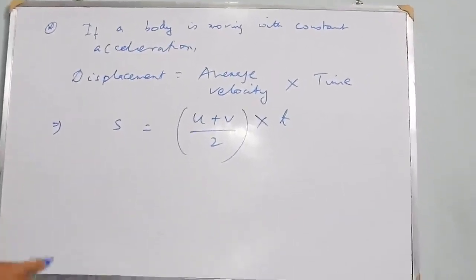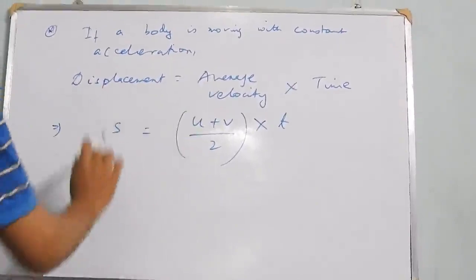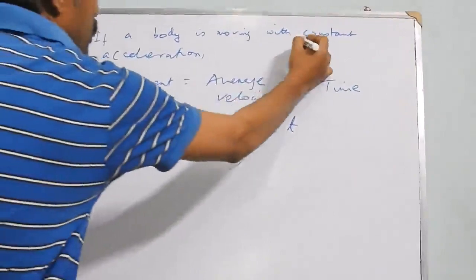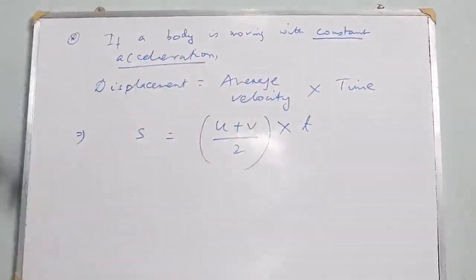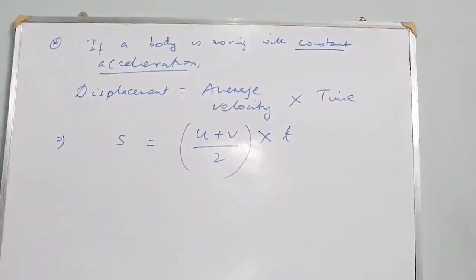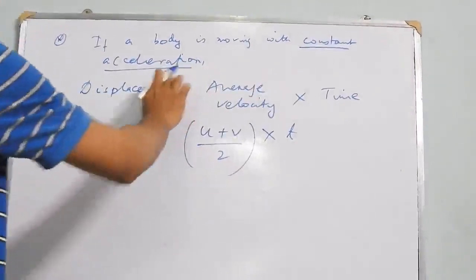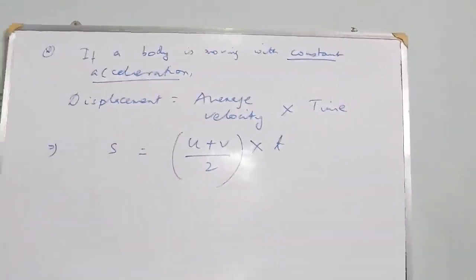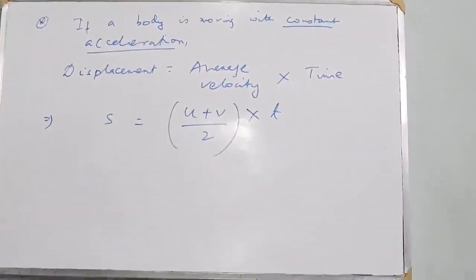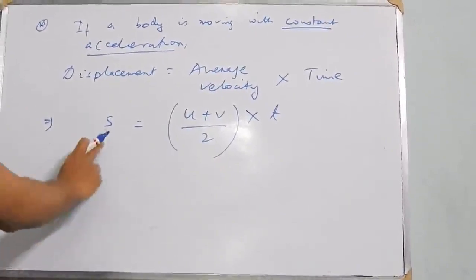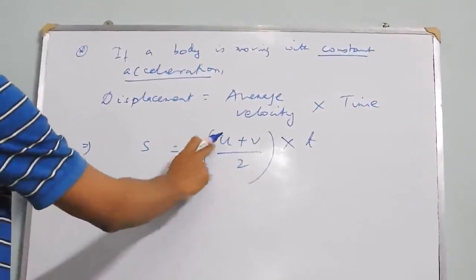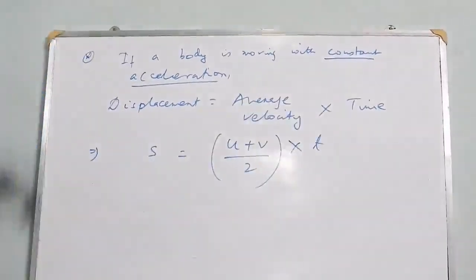So now this formula, displacement equal to average velocity into time, is only applicable provided the body is moving with a constant acceleration. Our equations of motion for one-dimensional motion will always be with respect to motion with constant acceleration. If the acceleration becomes variable, then you cannot use this elementary form of mathematics to represent the motion. So S equal to U plus V by 2 into T, S is the displacement, average velocity is U plus V by 2, U is the initial velocity, V is the final velocity and T is the corresponding time interval.